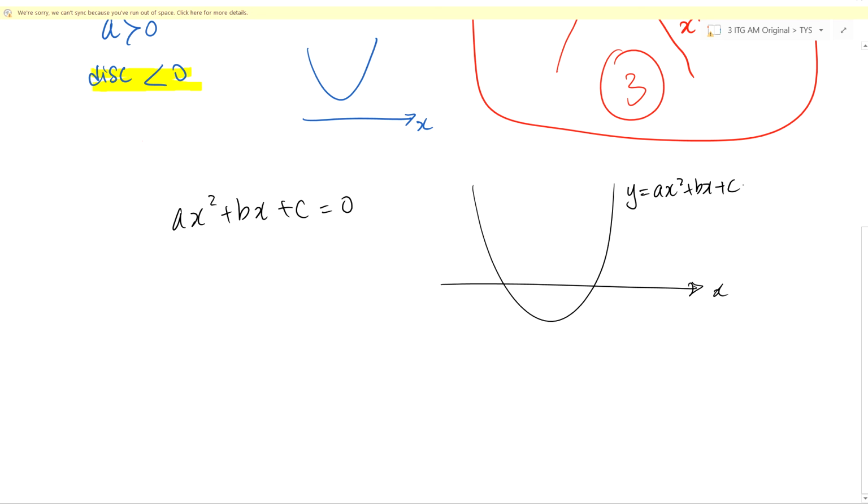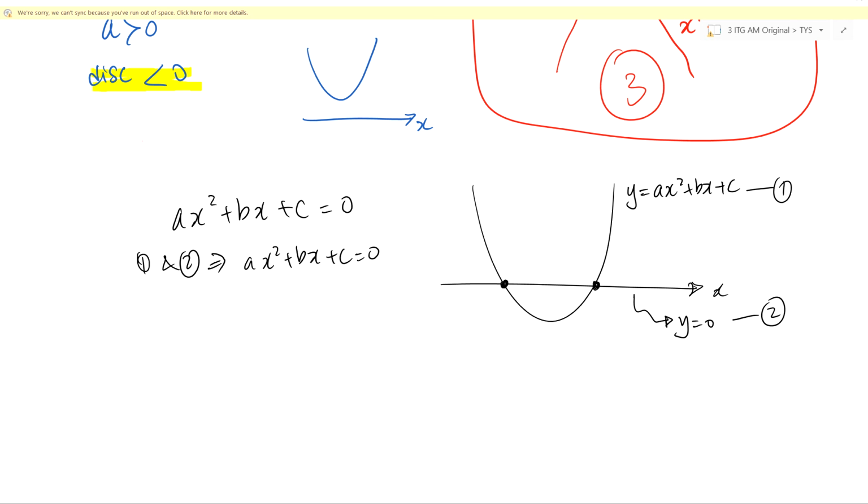This is my parabola, this is my x-axis, otherwise known as, this line is also known as y equals to 0. If I were to solve these two equations together, 1 and 2, I will end up with ax squared plus bx plus c equals to 0. Solving simultaneous equations is finding the intersection points. So I am trying to find these 2 points over here. I'm trying to find the 2 x values by solving them simultaneously.